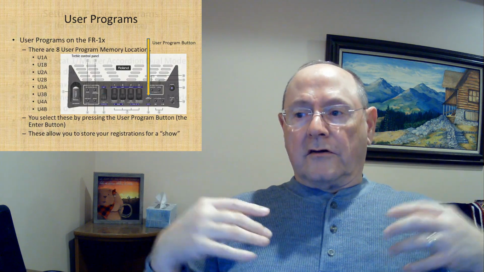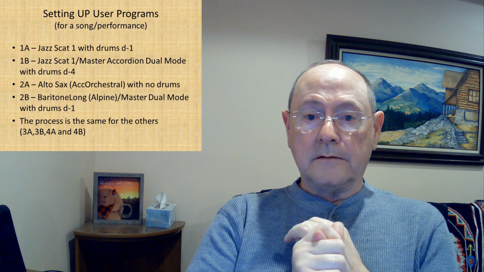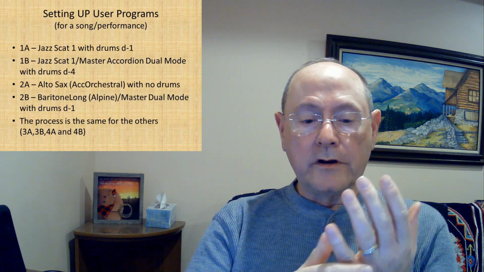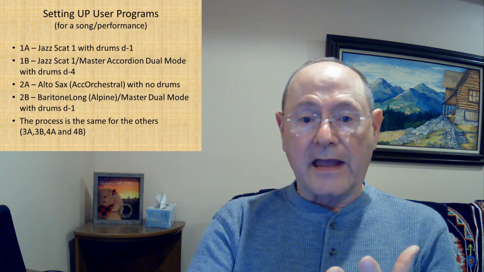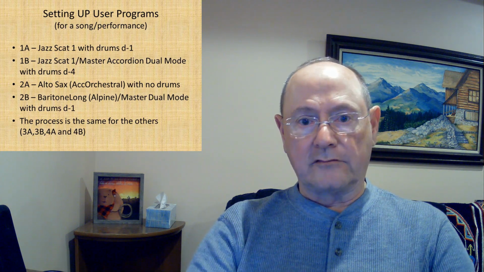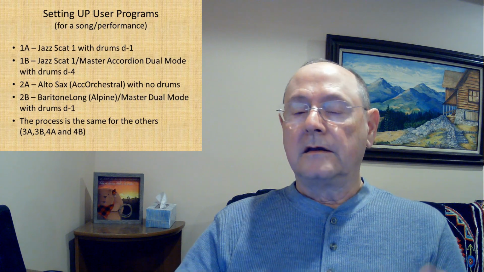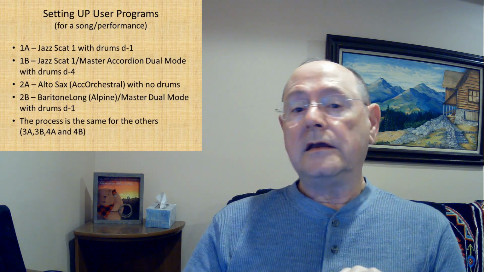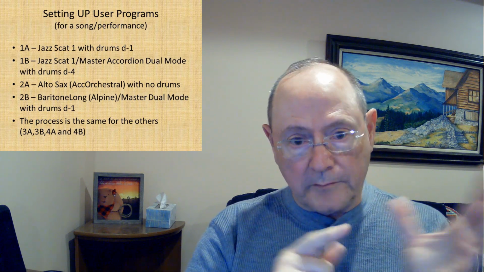Okay, so here's how we're going to do it. We're going to put in user program 1A, from the turn-on set, we're going to use the Jazz Scat 1. So that's orchestral only. I think that's 1B, from the orchestral. In user program, now we're going to put that in user program 1A. In user program 1B, that means you would hit that switch one time to go from A to B.